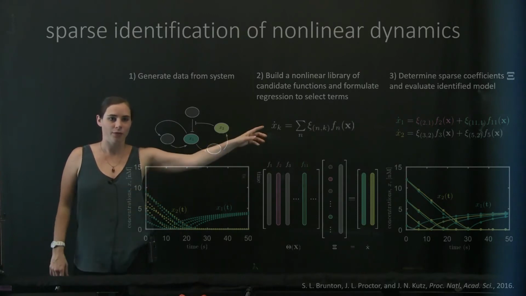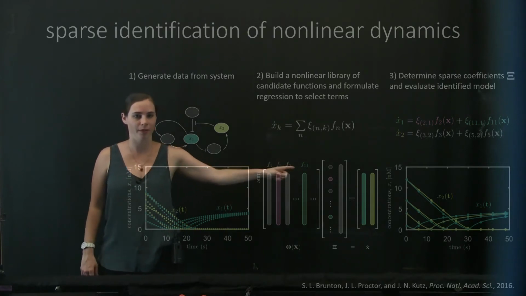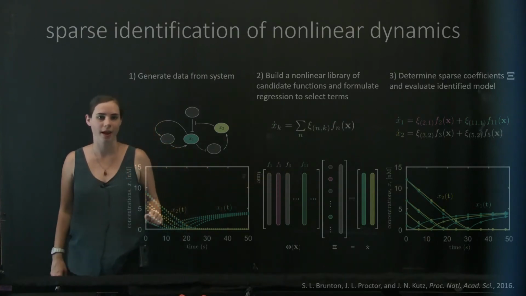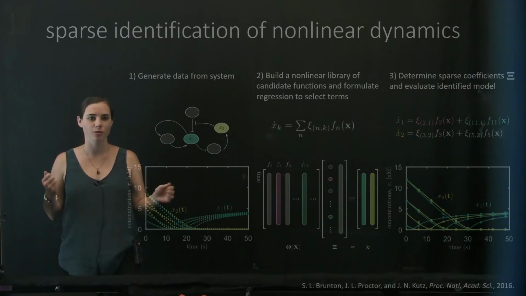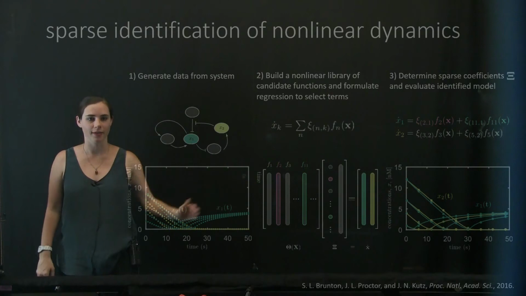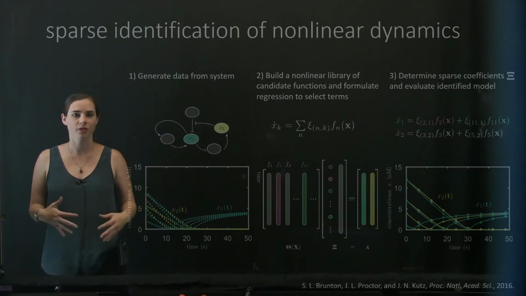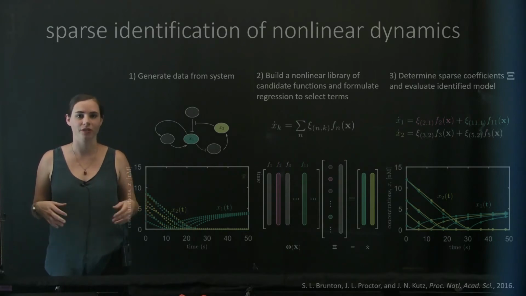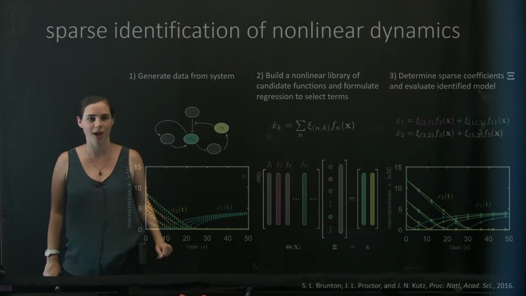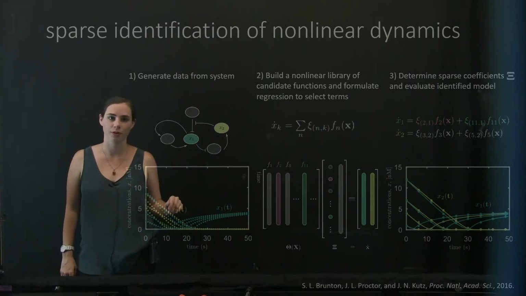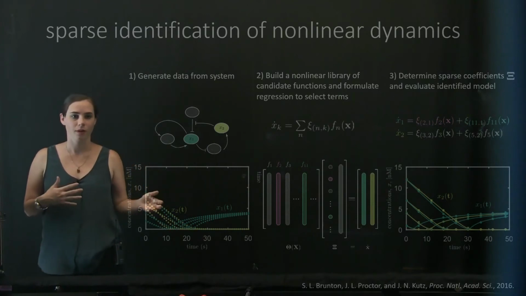So by identifying those coefficients, they determine which terms are active in the function library. So in this case, F2 is multiplied by an active coefficient, and F11 is also multiplied by an active coefficient for x1. So you can reconstruct the dynamics of x1 and then use test data for new initial conditions to compare the reconstructed model against new experimental, or in this case, simulated data from the original system. Okay, so this is the general framework for using a sparse identification of nonlinear dynamics method. Generate data, build a nonlinear library of candidate functions, and then formulate a regression to select which terms are active. And then finally, once you have those sparse coefficients from your sparse regression, you can reconstruct the identified model and evaluate for new test data.